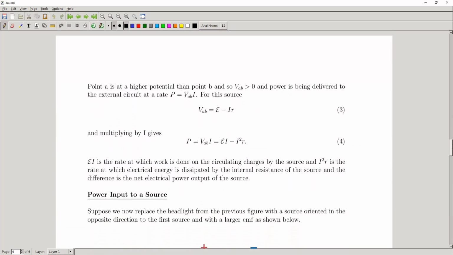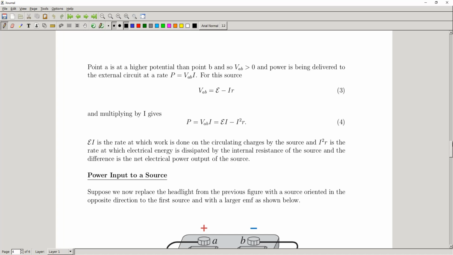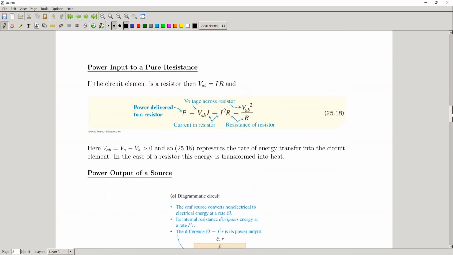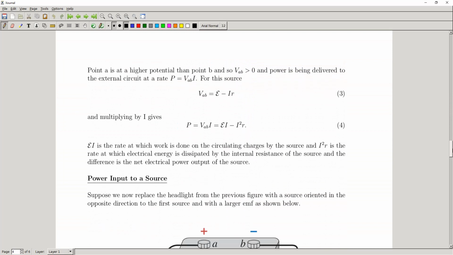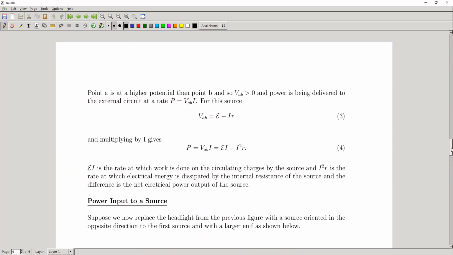So thinking about that diagram that we just looked at, we know that point A is at a higher potential than point B, and so VAB is going to be greater than 0, and so the power is being delivered to the external circuit, right? And we know the power is going to be delivered to the external circuit at a rate of P equals VAB times I, and this just comes from our expression up here.